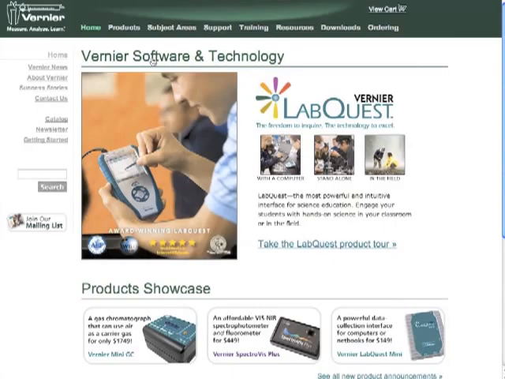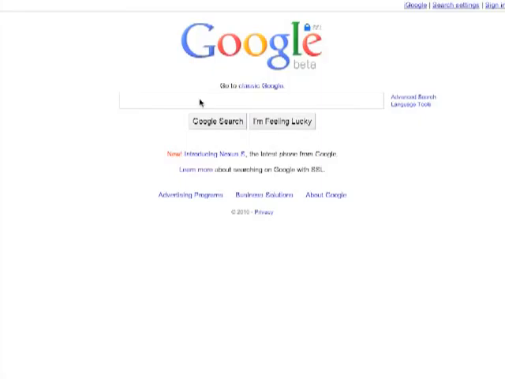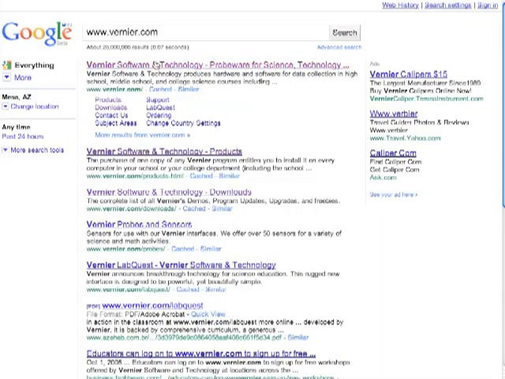The video analysis software we used is called Logger Pro and is available from Vernier Software and Technology free of charge at www.vernier.com.